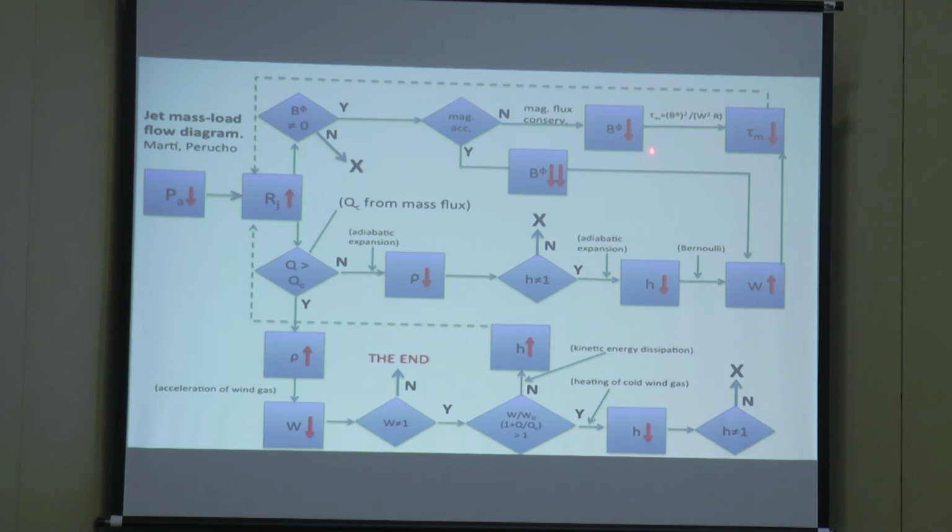magnetic field still falls, and then depending on the relation between the toroidal field and the kinetic flux, you can have further expansion, and here you connect again to this branch because an increase in the Lorentz factor is giving you a drop in the relative weight of the magnetic flux.